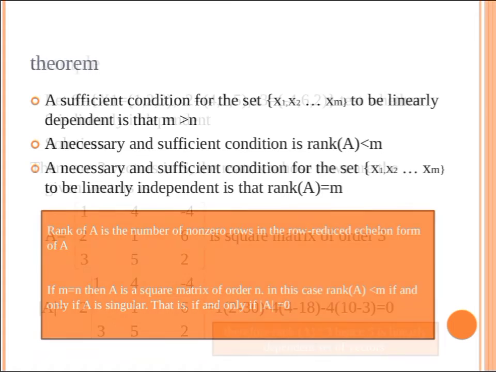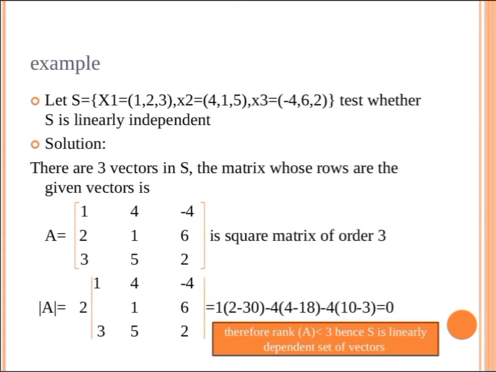Then let S be equal to x1, that is the vector (1, 2, 3), x2 is equal to (4, 1, 5), and x3 is equal to (-4, 6, 2). Then test whether S is linearly independent. So here we have the solution. There are three vectors in S, and the matrix whose rows are the given vectors. I have written it in a column basis, each vector as a column, so 1 2 3, 4 1 5, -4 6 2.